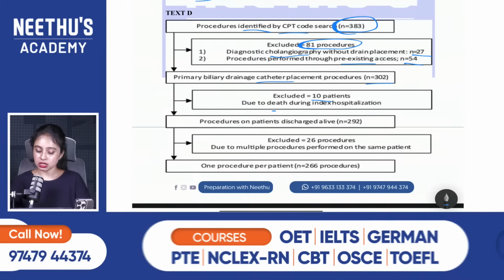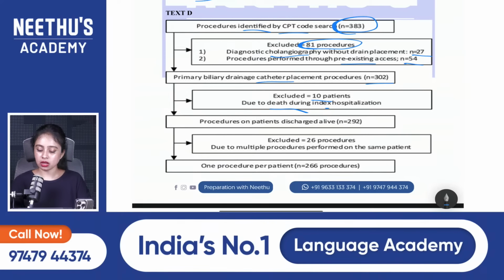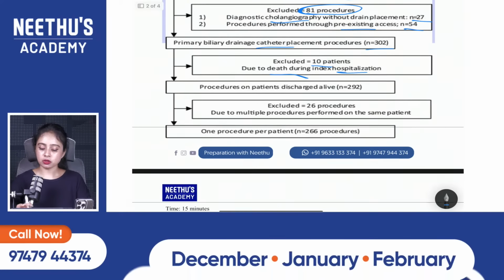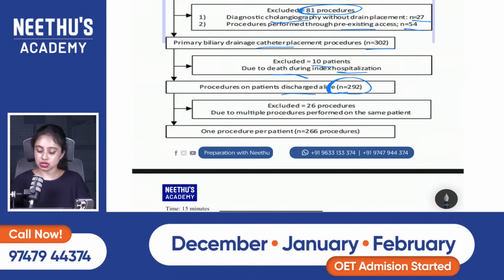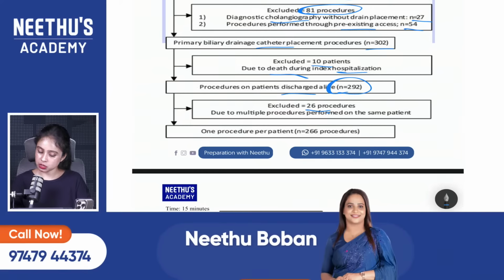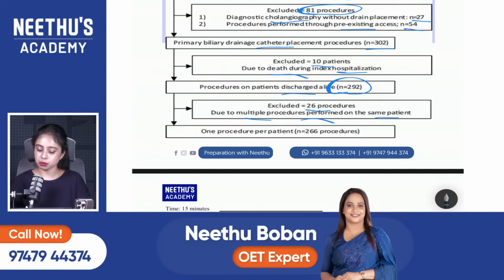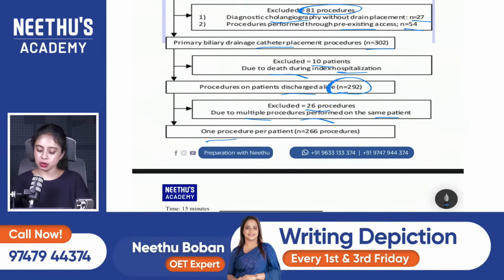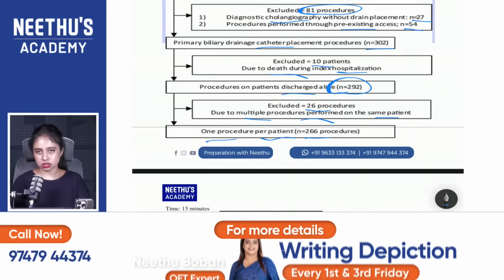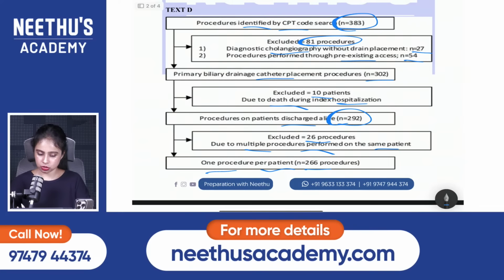Excluded, which is 10 patients, due to death during index hospitalization. Procedures on patients discharged alive, which is 292. Excluded, which is 26 procedures, due to multiple procedures performed on the same patient. One procedure per patient, which is 266 procedures. So that is all about my keywords from the flowchart.